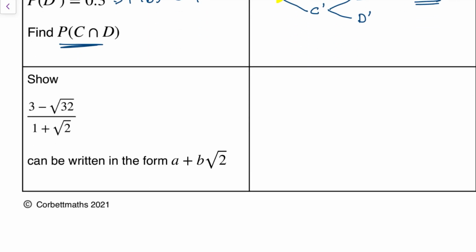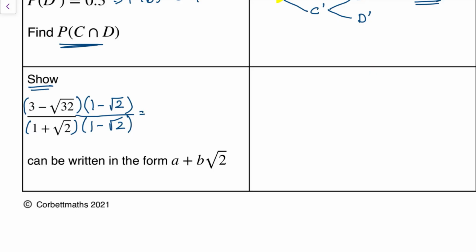Good question. Final question today, show. Now, show is maths code for you have to show the working. They're looking for you to say some specific things. And what they probably want you to say here, and I say probably because all mark schemes are slightly different, is they want you to recognize that when you have a denominator with a surd and a plus in, you're going to change the plus to a minus or the minus to a plus, and then you're going to multiply top and bottom by that new thing.